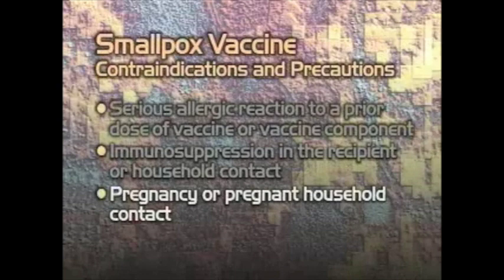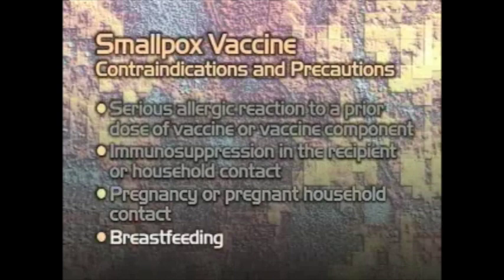Live viral vaccines are contraindicated during pregnancy. Smallpox vaccine should not be administered to pregnant women or people with pregnant household contacts for non-emergency indications. Pregnancy should also be avoided for at least a month after vaccination. Women who are breastfeeding should not be vaccinated because the close contact that occurs during this activity could increase the chance of transmission of the vaccine virus to the breastfeeding infant.